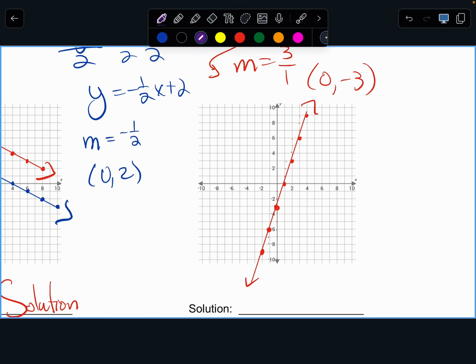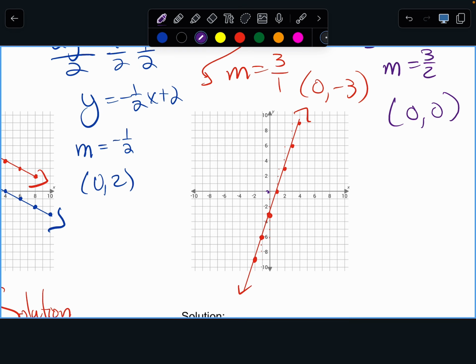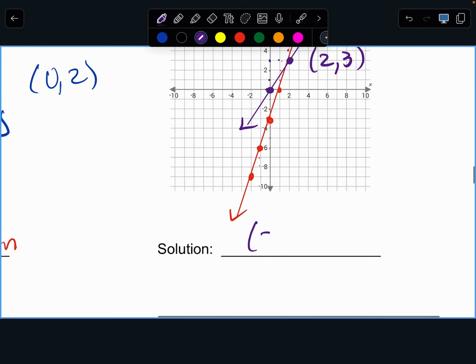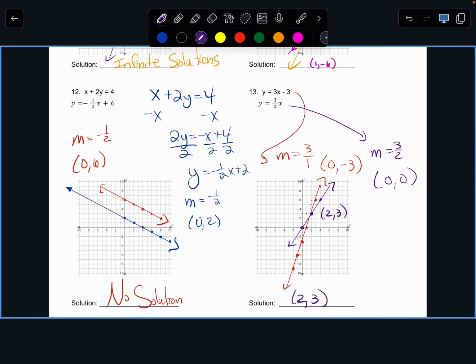Then my other one. My other one says that my slope is 3 over 2, has nothing added, so that means that it goes through 0, 0. It is a proportional relationship. I'm going to go up 3 over 2. Look at that. They ran into each other. And voila. The point where they ran into each other is 2, 3. So the answer to this one is 2, 3. I'm doing the best I can. There we go.